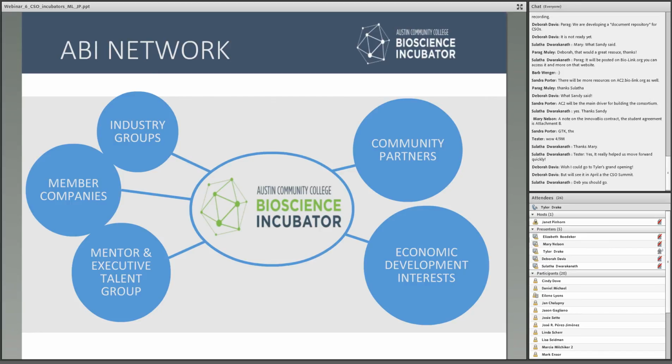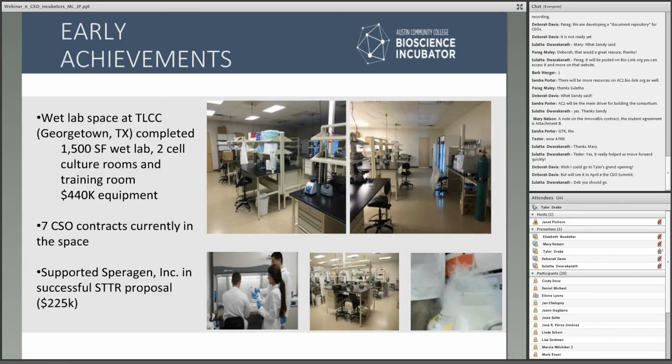This slide is just to show our network. We try to be a hub in this larger group of people. Industry groups, places like BioAustin, an industry meetup group. Of course, we have our member companies who we work with. We're quickly building a mentor group of more seasoned entrepreneurs and CEO-level leadership who have shown interest in helping new companies. For economic development interests, we work with the Office of the Governor as well as the Chamber of Commerce, and I found them to be really good resources for recruiting companies, and then various other key partners in town.